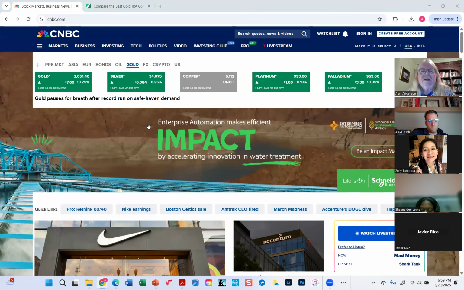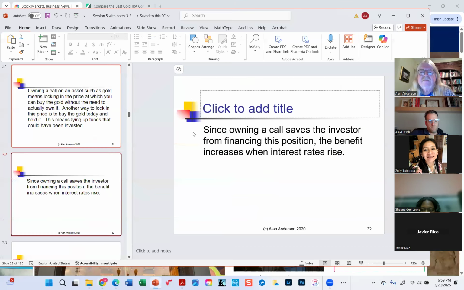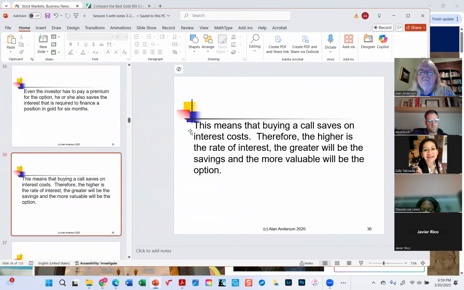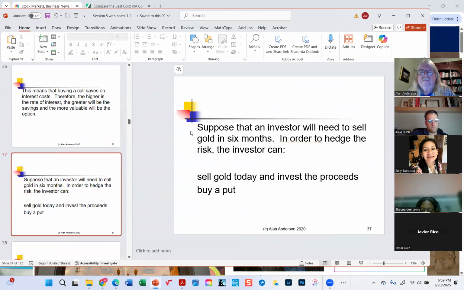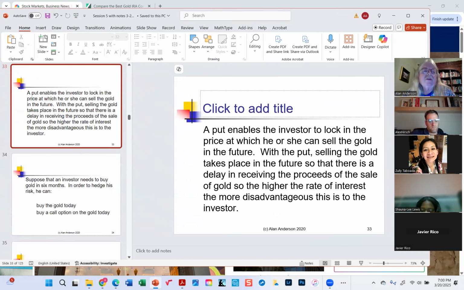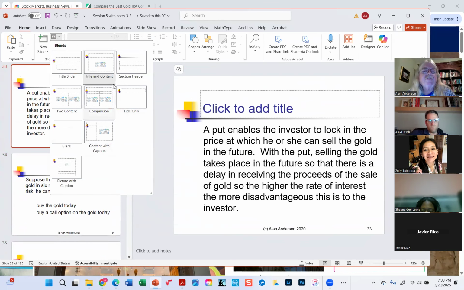All right, anyway, so let's get back to this. Now, these are some more examples that are basically explaining in more detail what we just talked about.